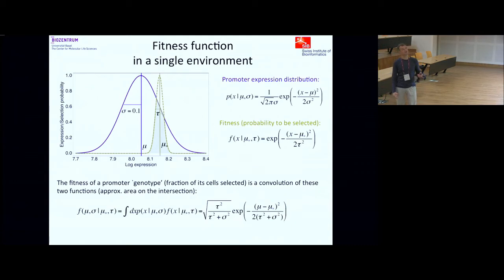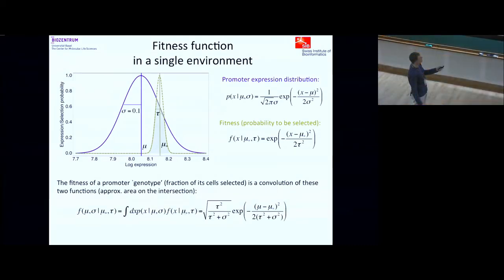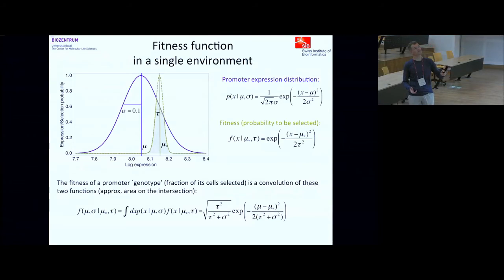Imagine that a promoter is characterized by its mean expression level and a standard deviation sigma. As I said, it is in log scale, so I'll do everything in log scale. It's a roughly Gaussian distribution. So imagine this is the expression distribution of my promoter. What will now be the fitness of this promoter?